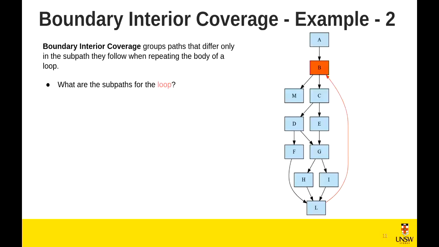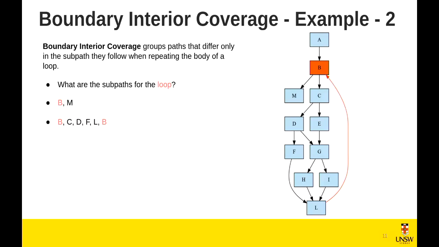Let's have a look at a more complex example. In this example, we have a loop here, all the way going back to block B. What are the subpaths of the loop? Let's go through all the potential paths one by one, starting from basic block B. The simplest one is B, M, and then we are not going back to B, so it is actually not part of the loop.